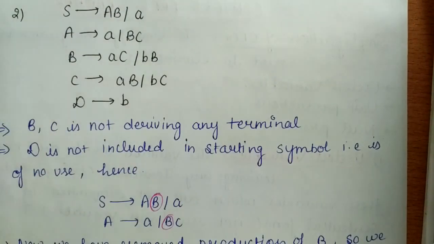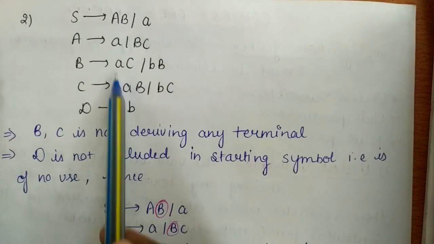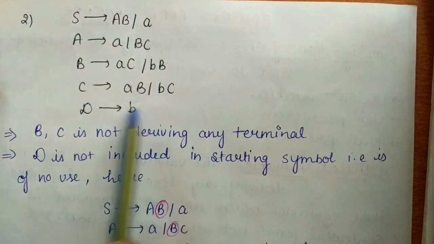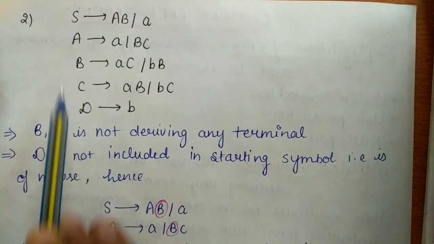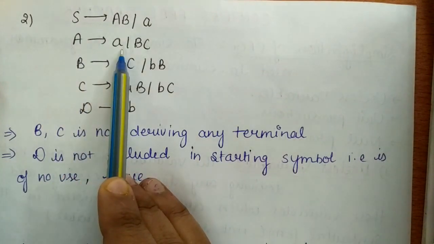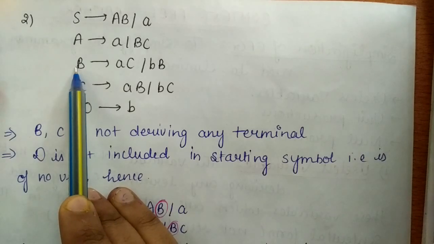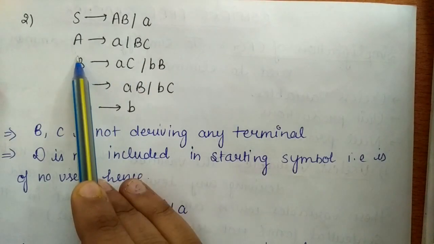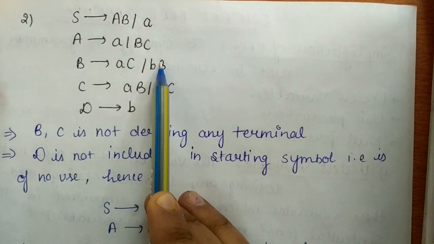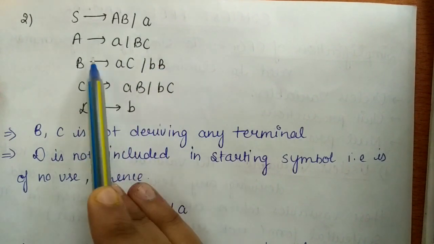Okay, let's see another example. Now in this, what is the useless variable? A is deriving a terminal, so it is not useless. Is B deriving a terminal? No, B is calling itself in the BB production.